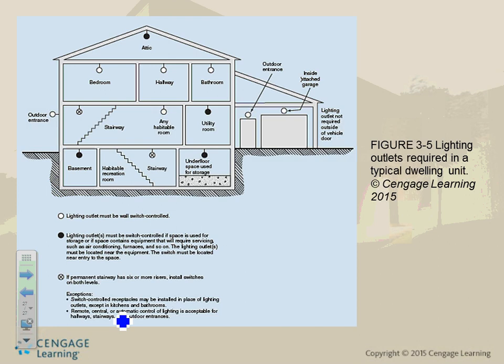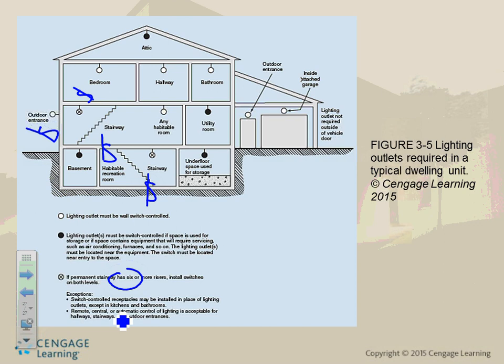Okay, now stairways. If you have six steps or more, more than six steps, then you need a switch here and a switch here. You need two switches, one at each end. If the light that lights the stairway has more than six steps, they require you to have a three-way switch. You guys are familiar with a three-way switch. You turn it on from two locations, only if you have six steps or more. Six steps or more, you require three-way switches.